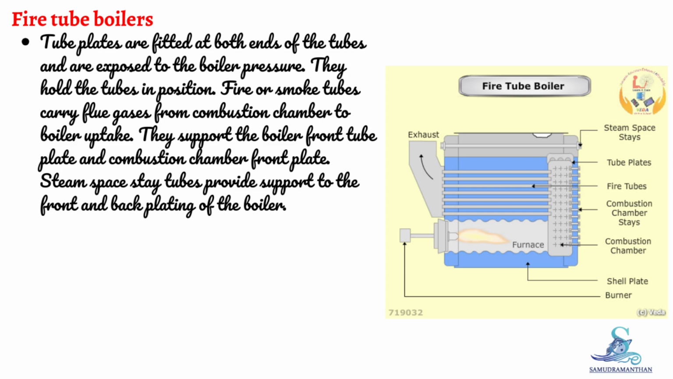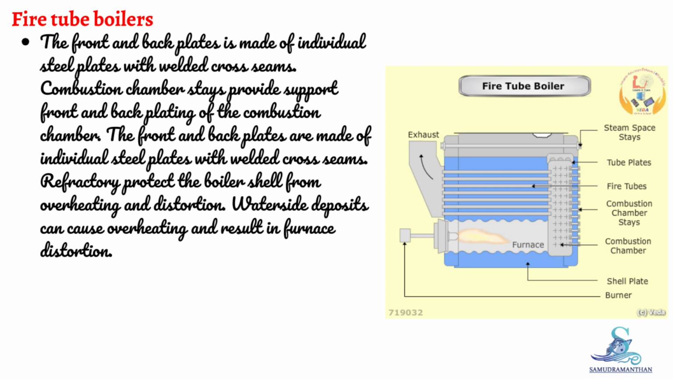Fire or smoke tubes carry flue gases from combustion chamber to boiler uptake. They support the boiler front tube plate and combustion chamber front plate. Steam space stay tubes provide support to the front and back plating of the boiler. The front and back plates are made of individual steel plates with welded cross seams.